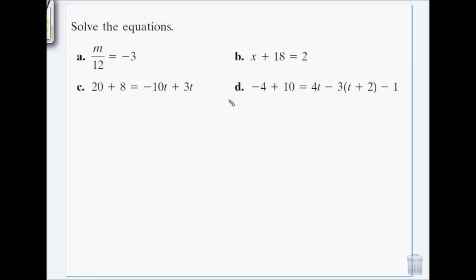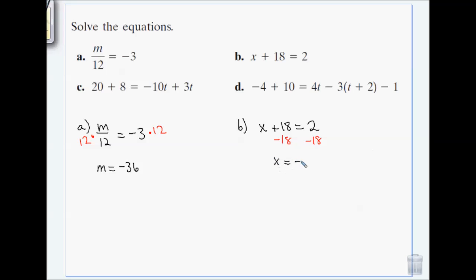This will skip. Okay, so we do problem recognition. What do I need to do to clear that 12? Multiply. What do I need to do to this one? Subtract 18. -16.